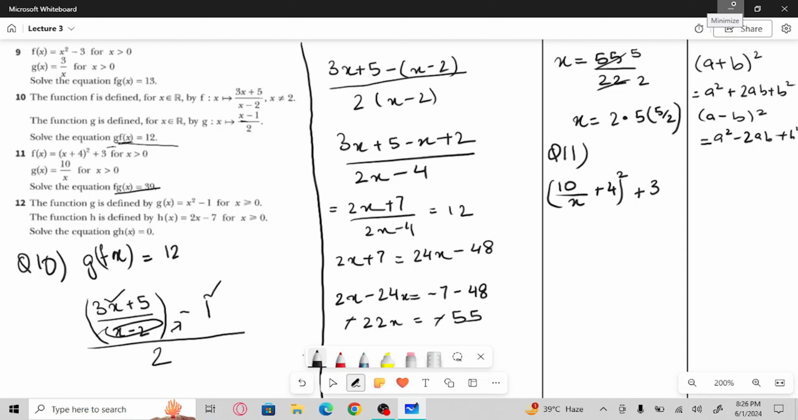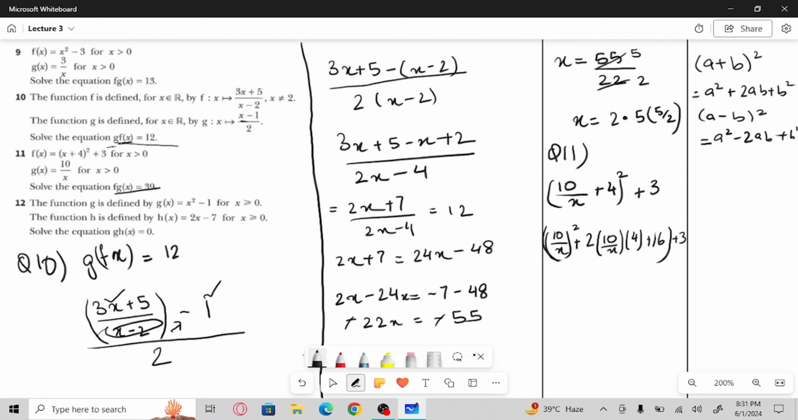So if you see, it's (a plus b) whole squared, assuming 10 upon x to be a and 4 to be b. So (10 upon x) whole squared plus 2 multiplied by 10 upon x multiplied by 4, that's 2ab, plus 4 squared. We are going to directly write 16, and we are going to add this whole with 3 itself.